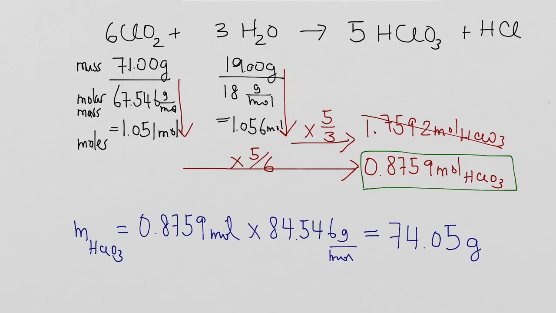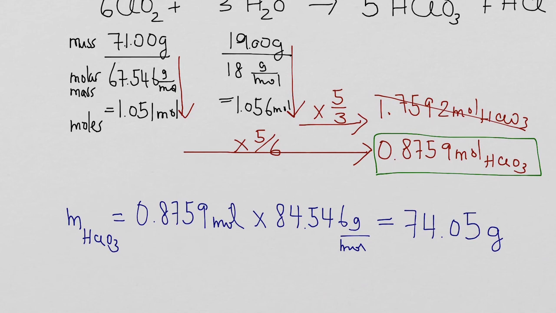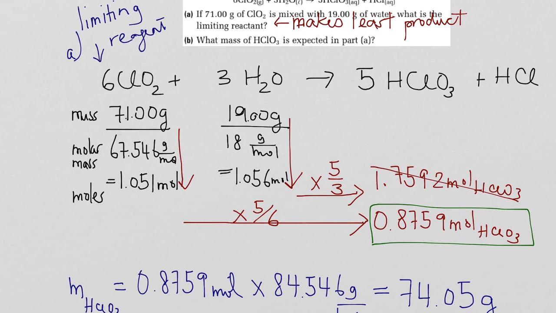So our answer for A is that ClO2, I'll write it here, is the limiting reagent because it makes the least product, and for B, our answer is that 74.05 grams of chloric acid can be made. So those are our 2 answers.